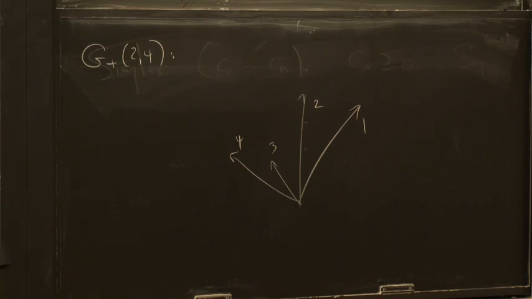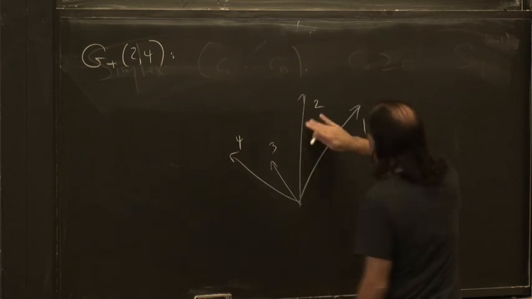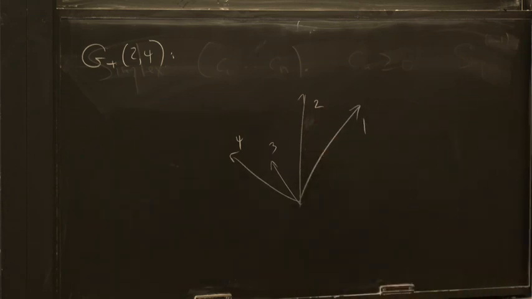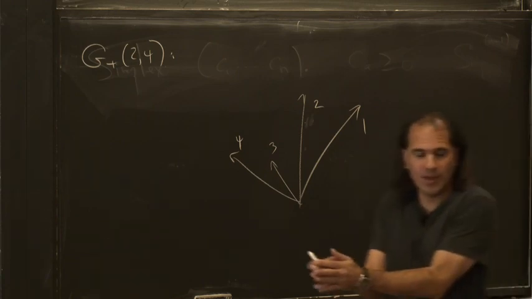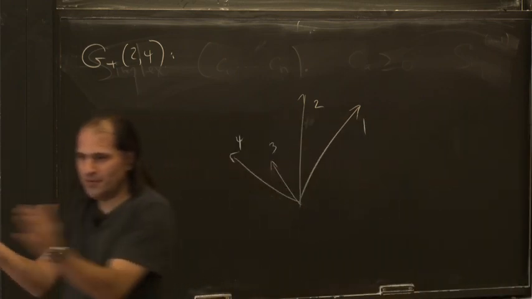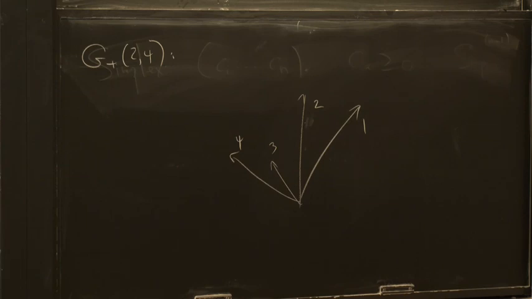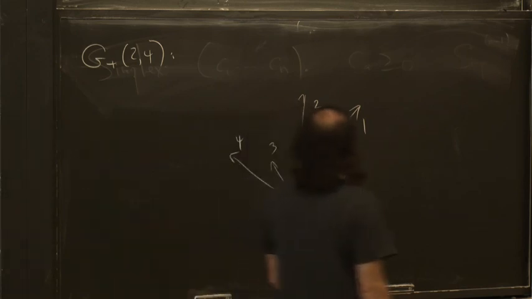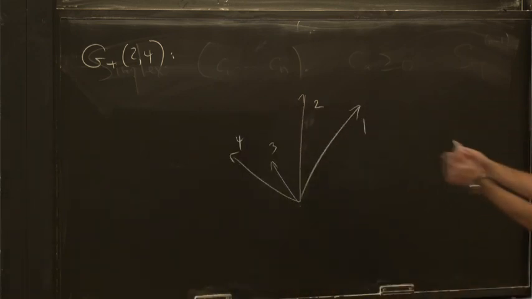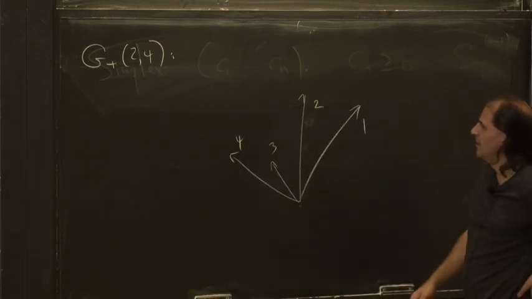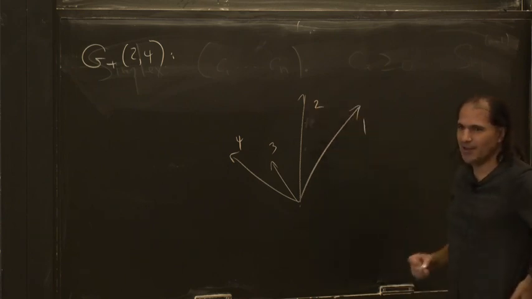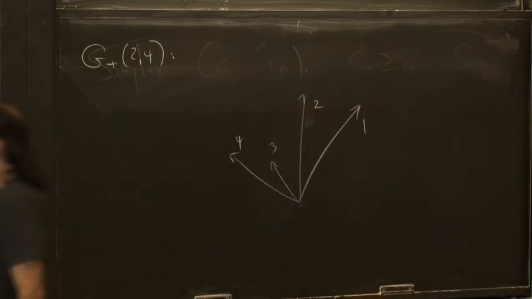Now, how can I go to the boundaries of this space? The boundaries of this space are when the minors go to 0. The minors going to 0 means that some of these vectors become parallel to each other. So how do I go to the boundaries of the space? What can I do here to approach a boundary? For example, I can make 2 and 1 parallel to each other. So let's just draw a bunch of pictures.